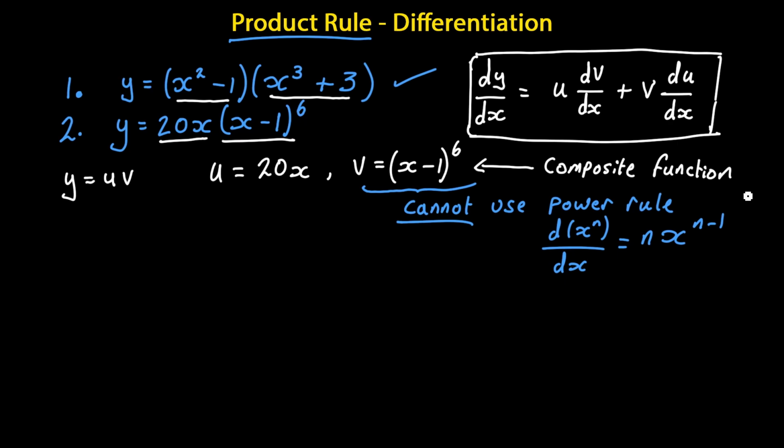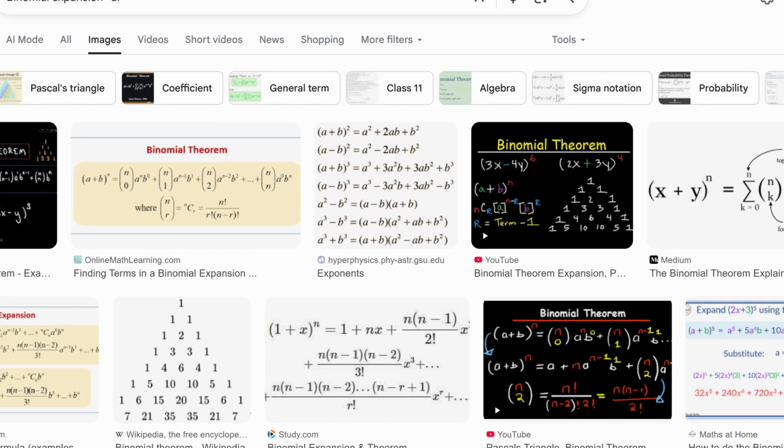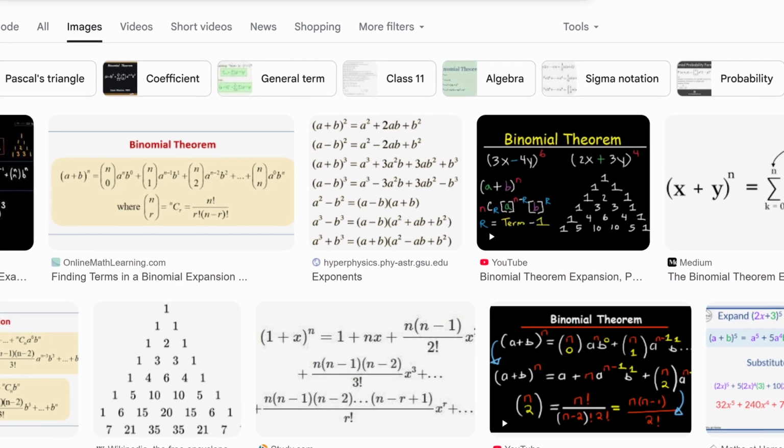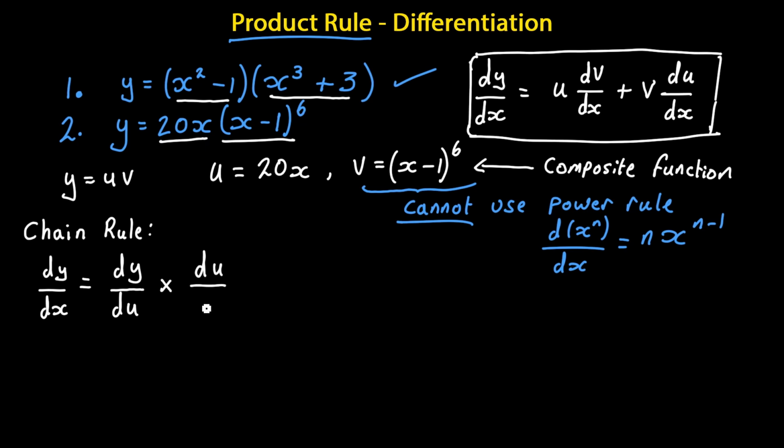Now with v, we could use binomial expansion to separate out all the x terms and then use the power rule on each of the x terms, or we could use the chain rule to find the derivative of v equals (x minus 1) to the power of 6. Now the chain rule in this example is quicker to do and will lead to fewer mistakes. So we can write out the chain rule like this, and again you'll most likely need to memorize this type of equation. So dy over dx is equal to dy over du multiplied by du over dx.